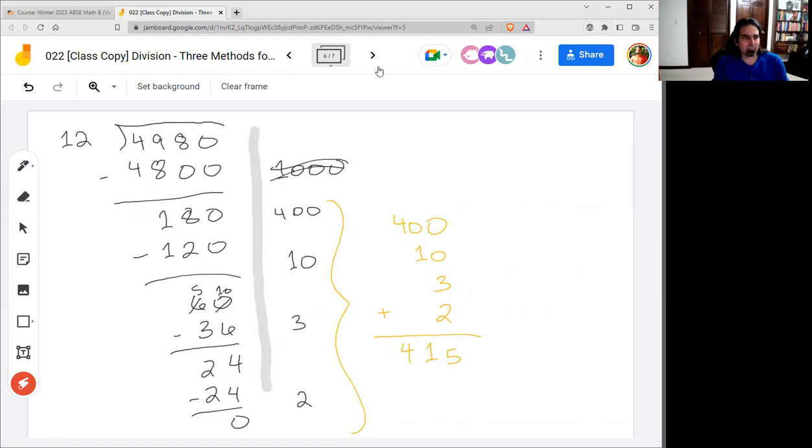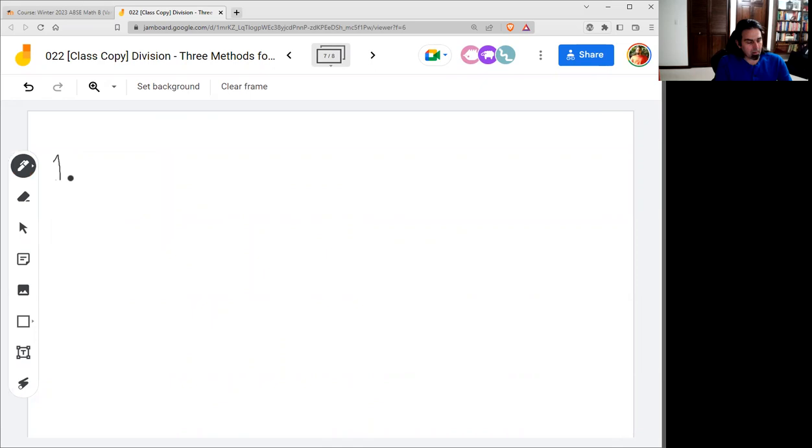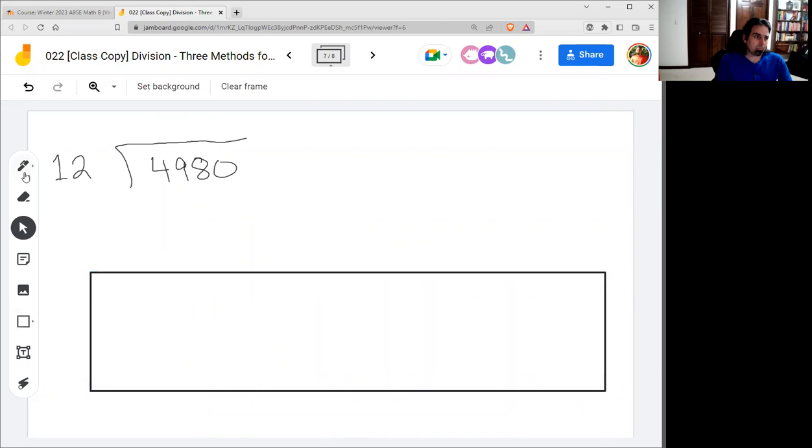Okay. So 12, 49, 80. Using the box, then I'm starting with all 49, 80. Can I do 1,000? No, so this will be my hundreds box. How many 12 times 100 can I fit in? Let's say maybe I'm guessing just one. That would be 1,200.